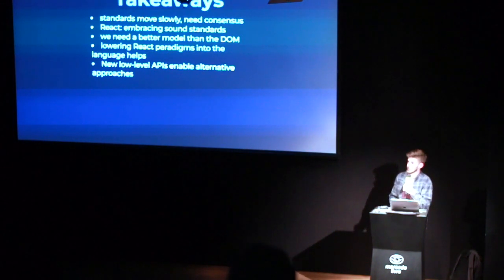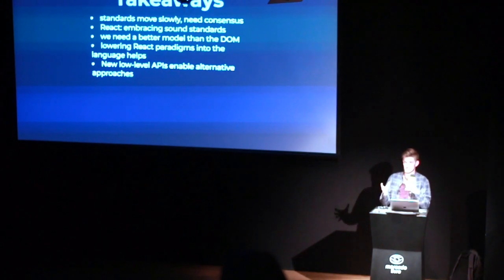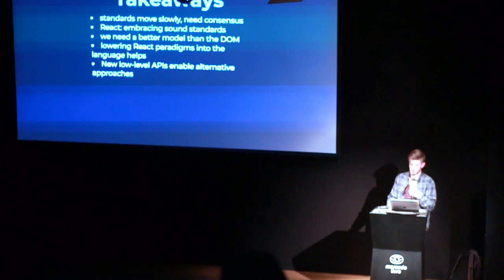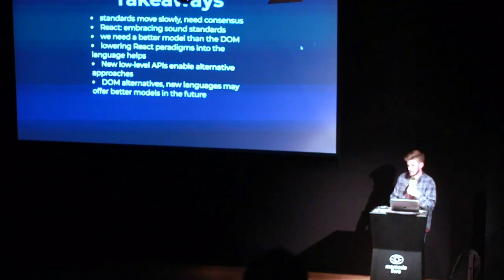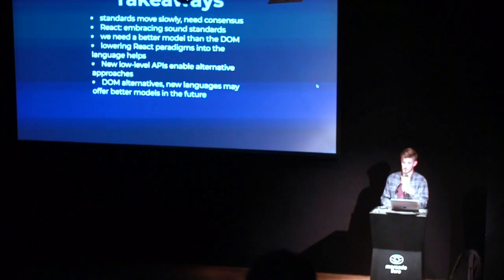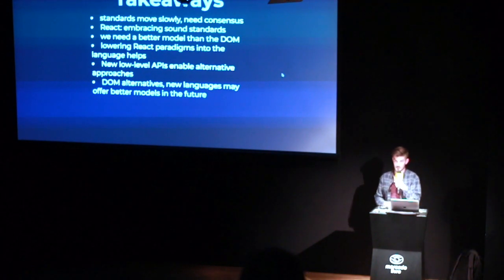And the new lower level APIs are enabling new approaches to things. For instance, the extensible web manifesto just offers us different ways of dealing with things. And DOM alternatives, they may offer us a way out. So just different models, different ways of dealing with things in the future. That was it.